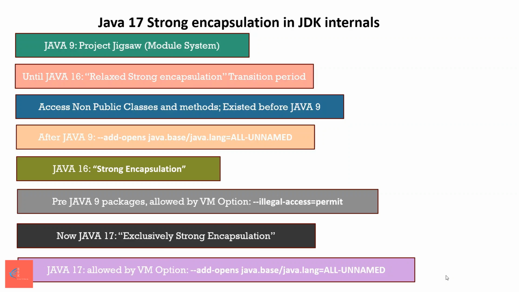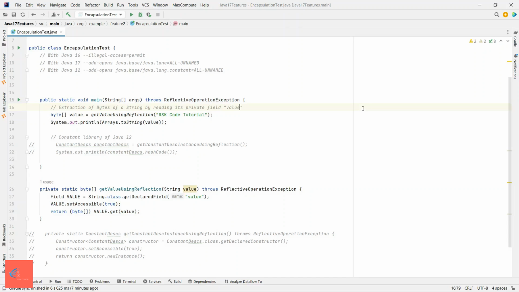Let's understand more about this encapsulation feature of JDK internals in a code example. For understanding the encapsulation feature, here we have a code example. In this code example, we are extracting bytes of a string by reading its private value field. Now, if we set our JDK between Java 9 and Java 15, let's see what happens when we do that.